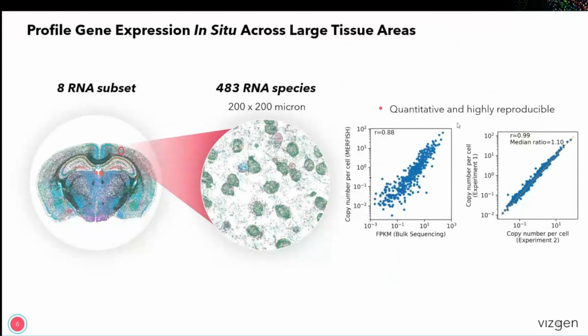With both the Merfish chemistry and the Merscope platform, you're able to profile gene expression in situ across large tissue areas. Here on the left, we're just showing 8 RNA subsets across a mouse brain tissue section. You can see that we're able to spatially locate those transcripts across that entire tissue section and assign the locations there. The impressive part about this is we can also zoom in subcellularly down to individual cells, look inside those cells, and assign those transcripts there. We can do this because we have a cell segmentation algorithm that really complements our entire platform.